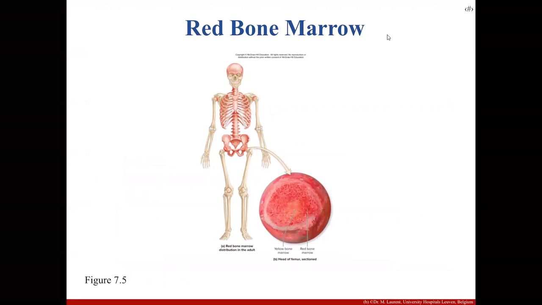Okay, so this is trying to show you this picture in an adult. Okay, all these places that look red have red bone marrow in them. Okay, so there's red bone marrow, and then there's some yellow in the middle. Like I buy marrow bones for my dogs, and they're just full of yellow bone marrow. And I guess if you get a good one, it might have some red in it too.